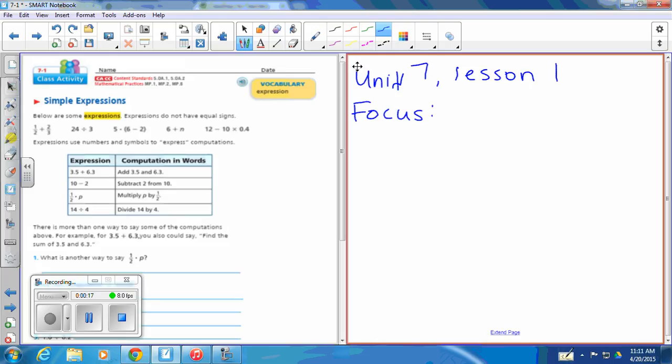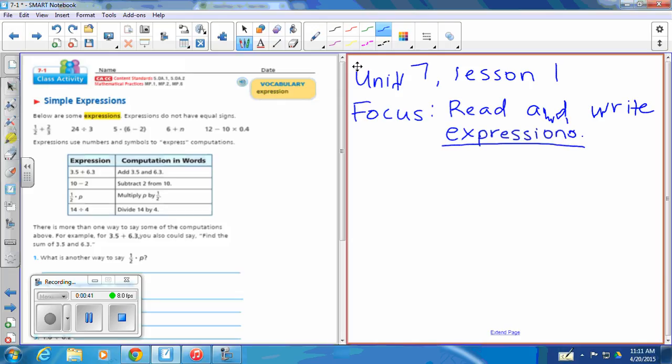Okay, so if you remember from last unit, we were talking about equations, and we said an equation has an equal sign and a variable. Now we're talking about expressions. An expression does not have an equal sign. Oh my goodness, I'm sorry. That says and. Read and write expressions.